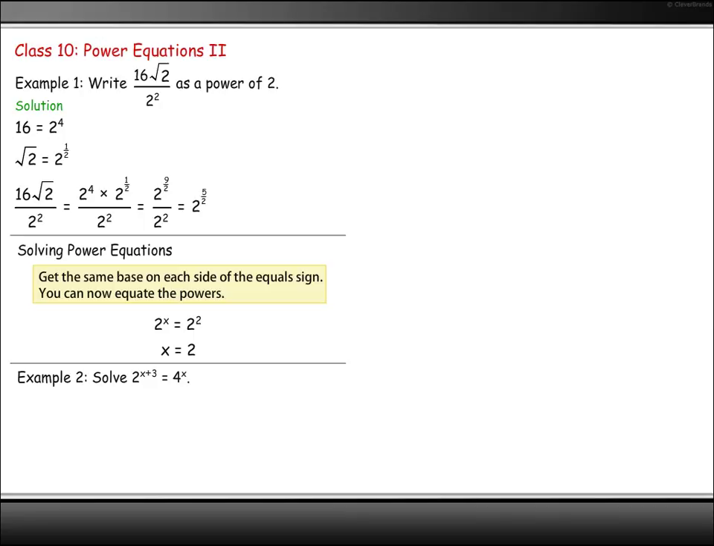Example 2. Solve 2 to the power of x plus 3 is equal to 4 to the power of x. Choose a base of 2. Change everything to base 2. 4 is 2 squared. Replace 4 by 2 squared.